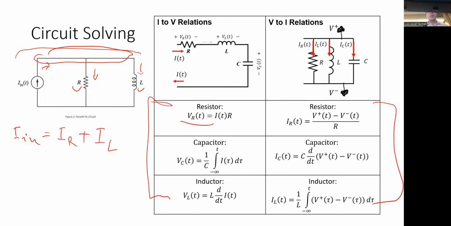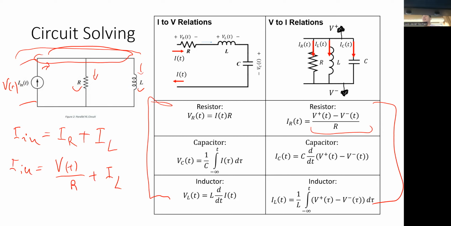At this point, we know that the current of the resistor is related to the voltage across the resistor by the voltage drop divided by the resistance. So we can say that I in is equal to the voltage V(t) divided by the resistance plus I_L. And then at this point, we know that the voltage drop across the resistor and the inductor will be the same because they're in parallel. So is that clear why the voltage drop across the resistor and inductor are the same?